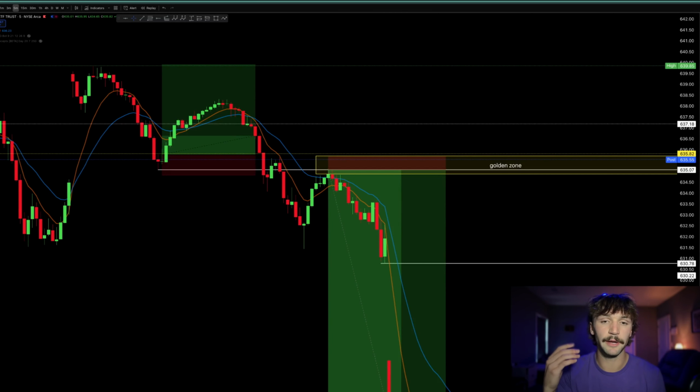Now that we know everything about the indicators that will be used in this strategy, let's go ahead and put it all together on the chart and make magic happen.